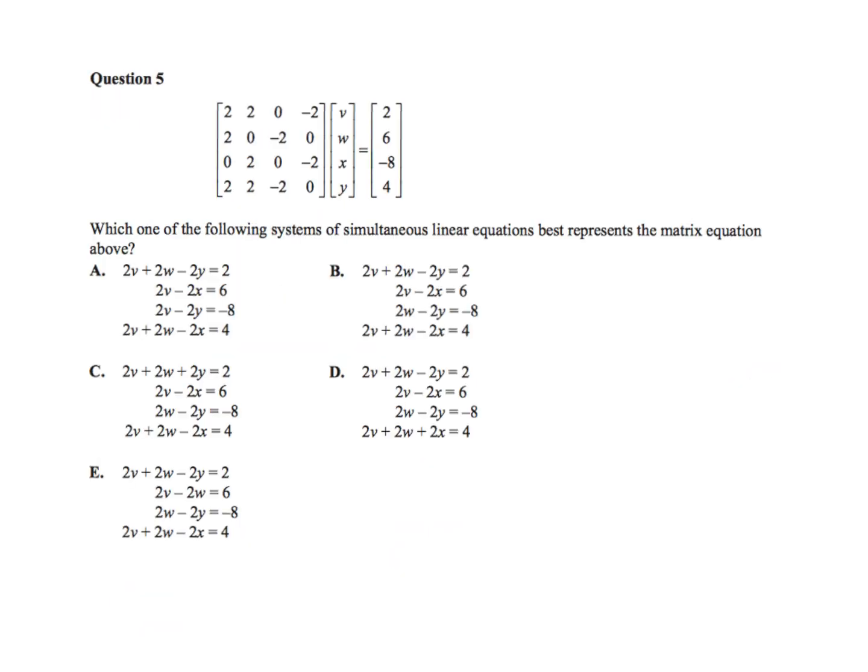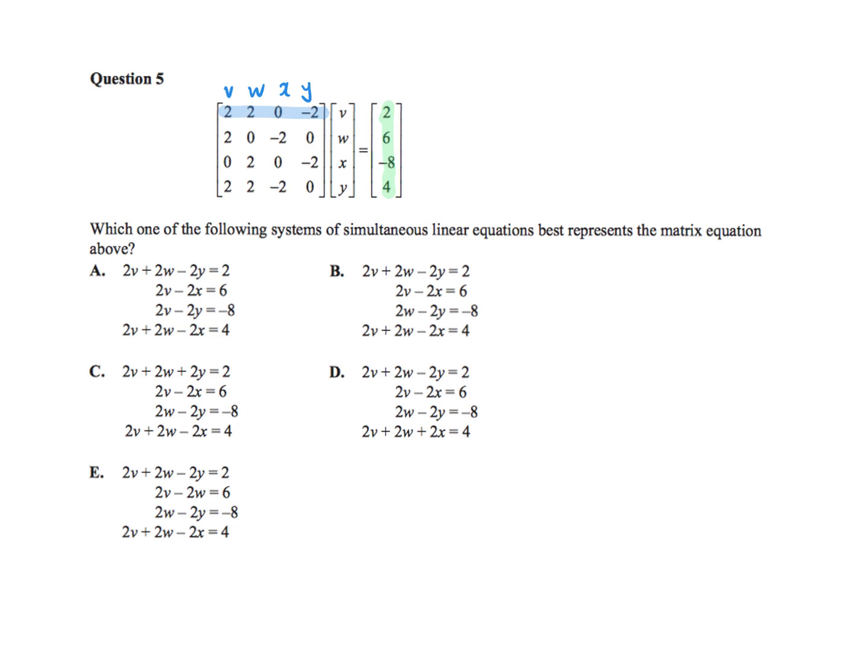Okay, so which of the following systems of simultaneous linear equations best represents the matrix equation above? So we saw yesterday when we were doing these that when you're setting up simultaneous equations, these numbers in front of your letters are your coefficients. So this will be all the V's, this will be all the W's, this will be all the X's, and this will be the Y's. And this bit here will be what the equations are equal to.